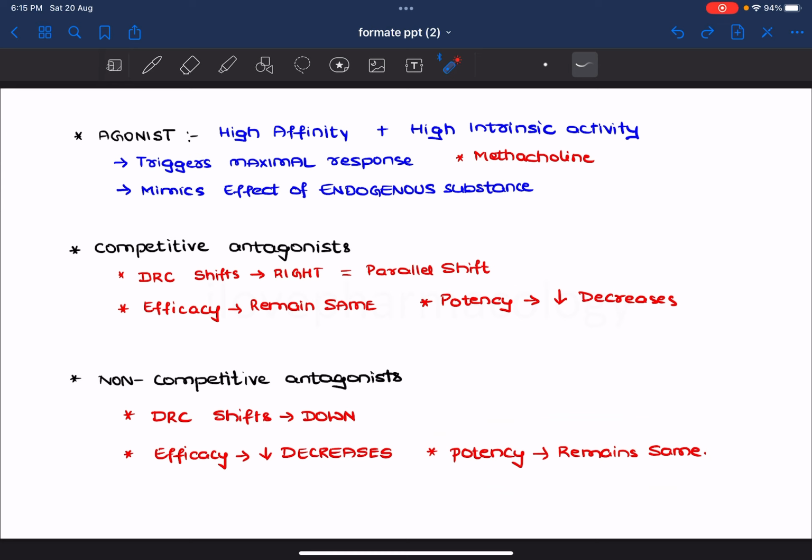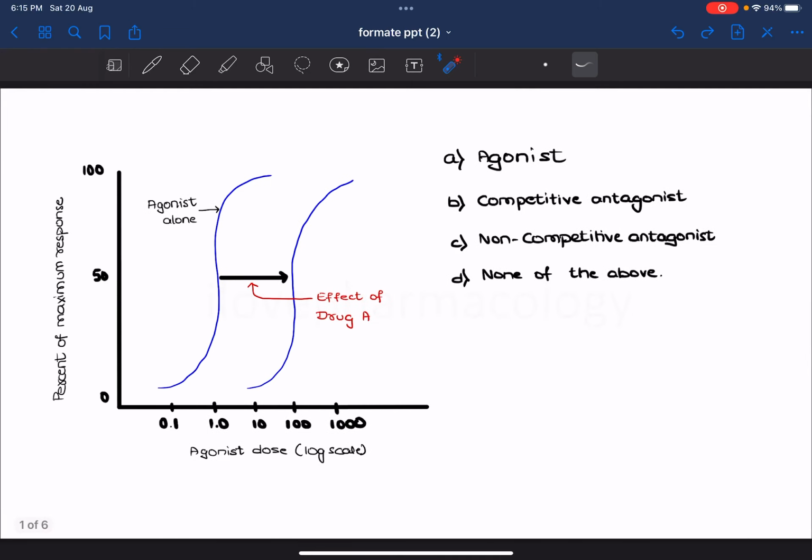So this was about the class on the concept of competitive antagonist as well as the non-competitive antagonist. So please remember, if you get this diagram, we need to choose the option of competitive antagonist. The correct answer is competitive antagonist.